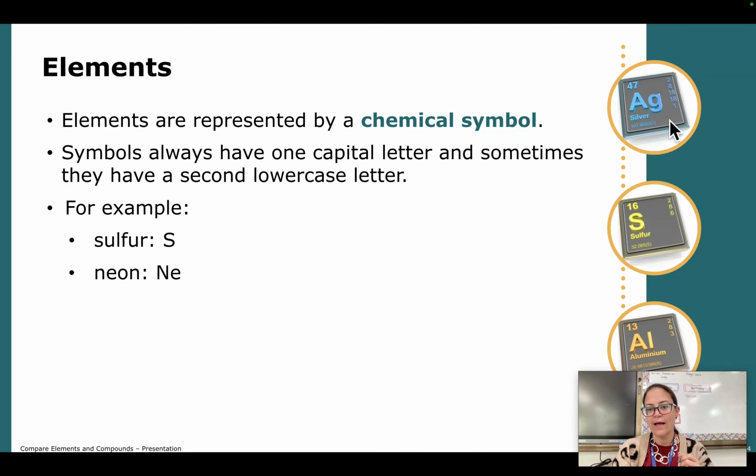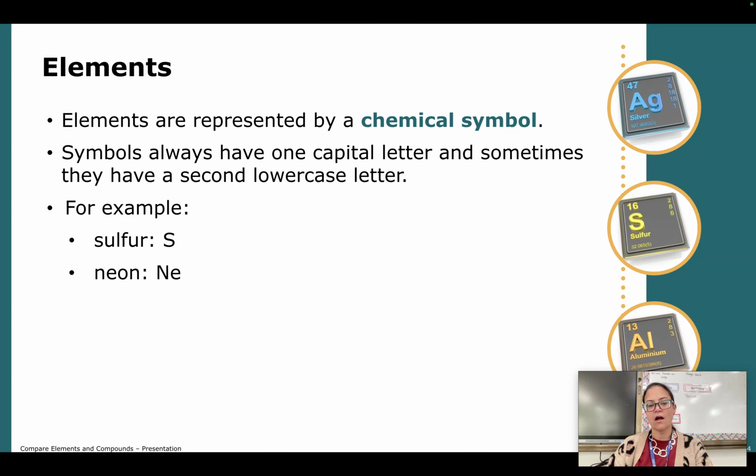A lot of people will also ask about ones like this, like Ag. Why is the symbol for silver Ag? Gold is Au, right? There's not an A or a U in gold. There's not an A or a G in silver.